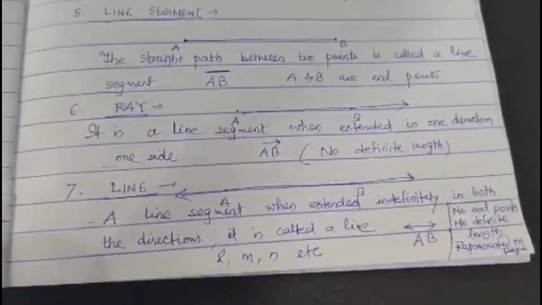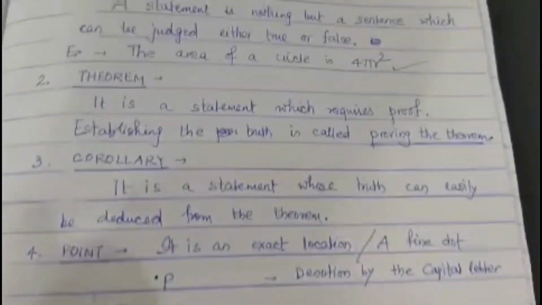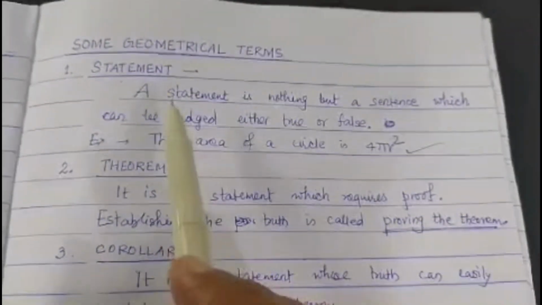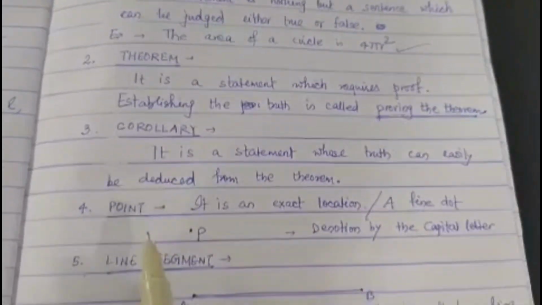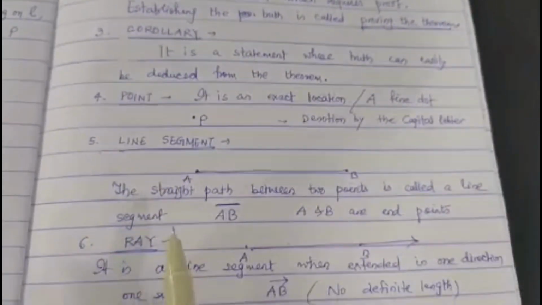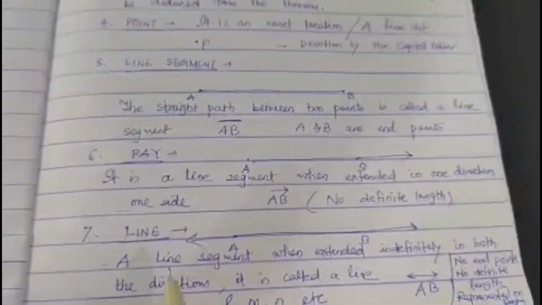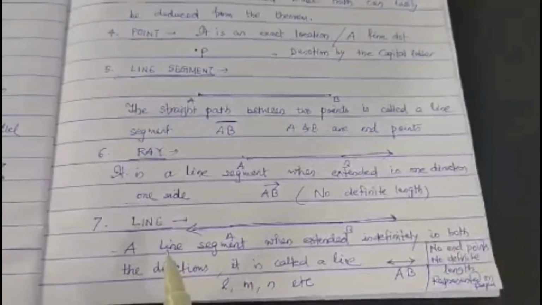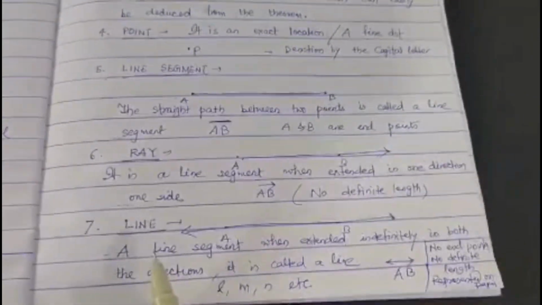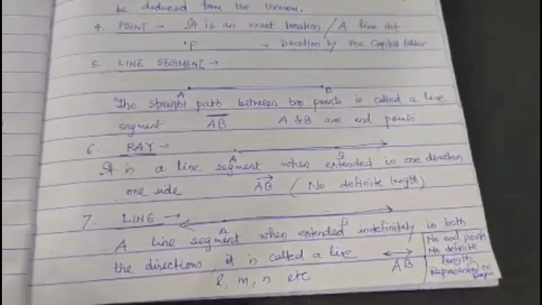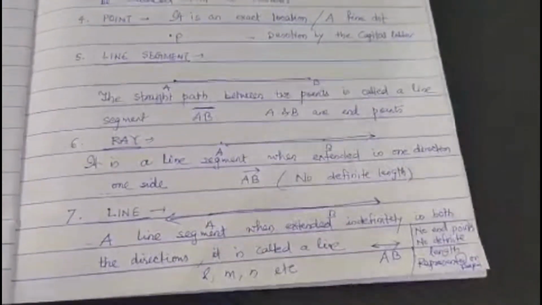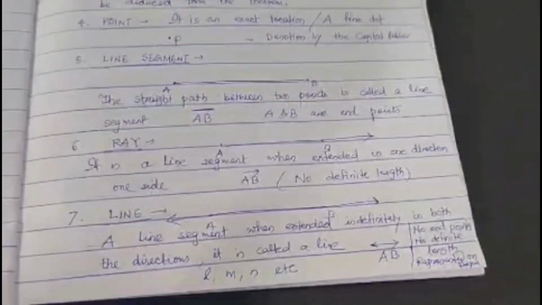Okay, so let's see what we have understood. Statement, theorem, corollary, point, line segment, ray and line. All of these definitions we have seen. Now let us understand some more definitions and then we will go on to the question and answer part. Okay, so let's move on.